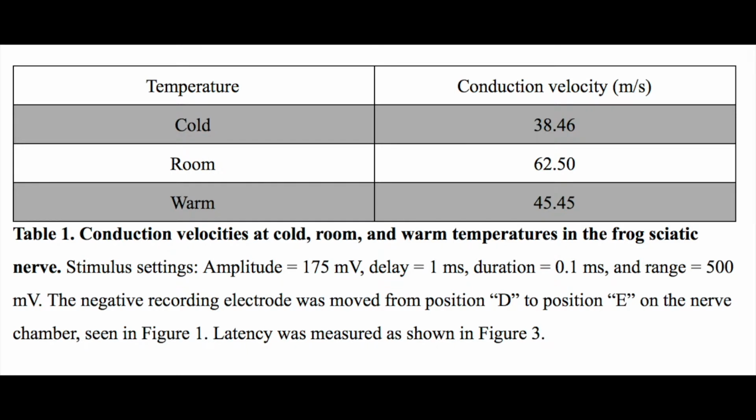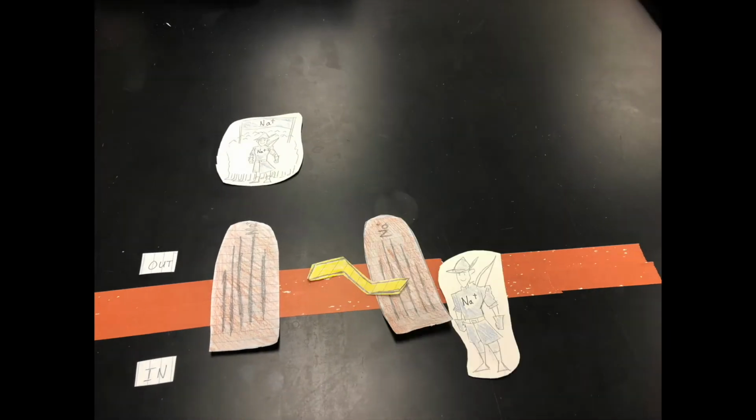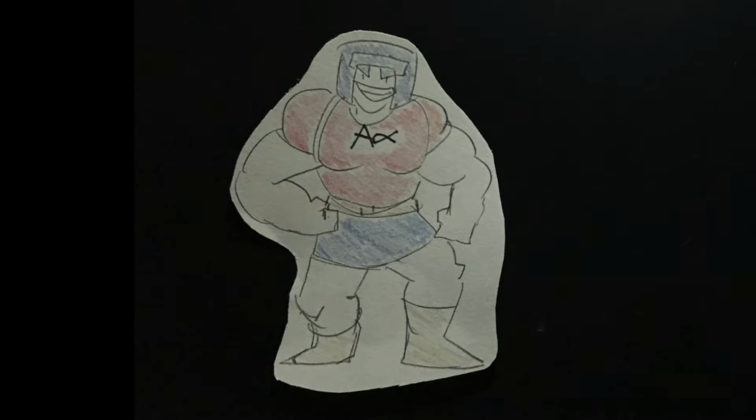The conduction velocity when we treated the sciatic nerve at room temperature was 62.5 meters per second. The conduction velocity is the velocity at which an action potential propagates down the length of a neuron. Out of the neuron fiber types, A-alpha neurons are the fastest conducting fiber type because they have large diameters and high myelination that both contribute to high conduction velocity.